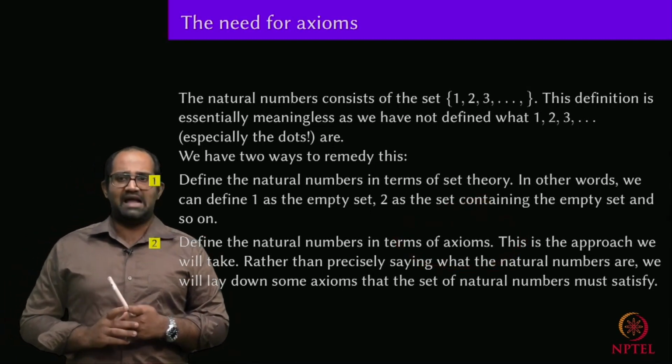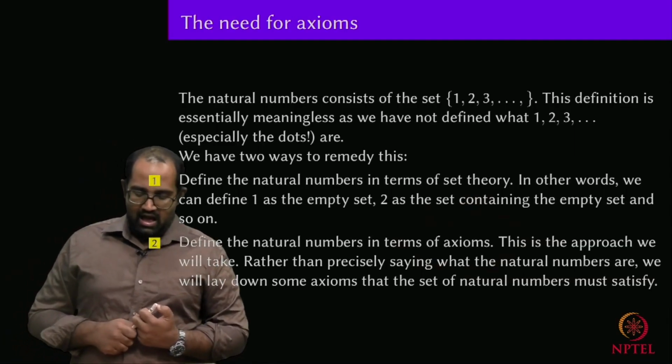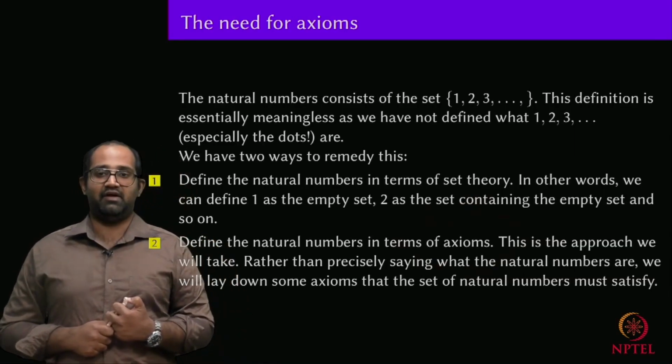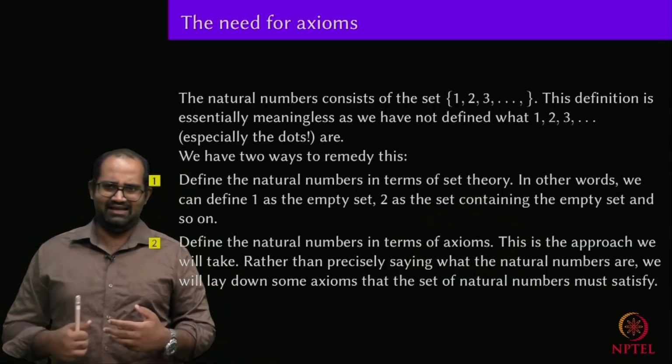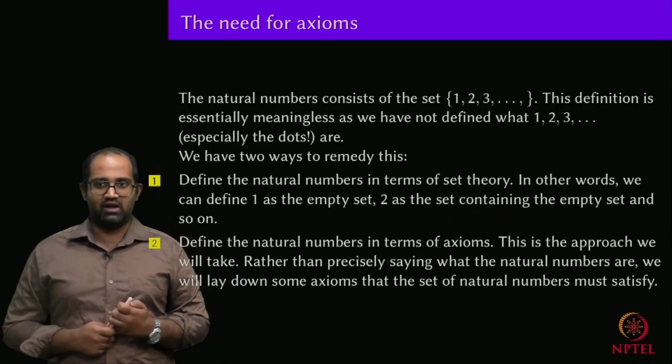So what we will do is, rather than telling you precisely what 1, 2, 3 are, I am going to say that there is a set which satisfies some axioms, and the elements of those sets are precisely the integers. This is what I am going to do.